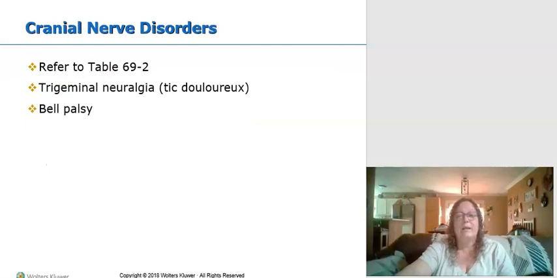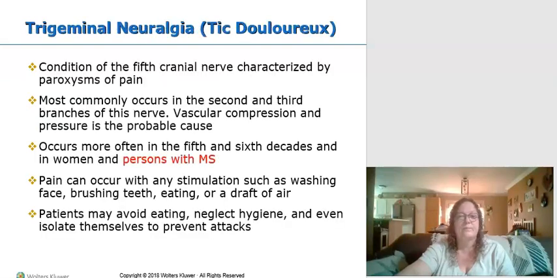So we're going to talk about a couple of cranial nerve disorders: trigeminal neuralgia and Bell's palsy. Trigeminal neuralgia is a condition of the fifth cranial nerve. It's characterized by unilateral facial pain. It most commonly occurs in the second or third branches of the nerve. It occurs more often in the fifth and sixth decades, in women, and in persons with MS.